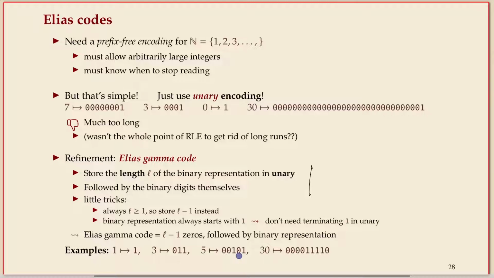Let's do 5 as well. 101 is 5 in binary. And so I prepend 2 zeros, 1 less than I have digits.